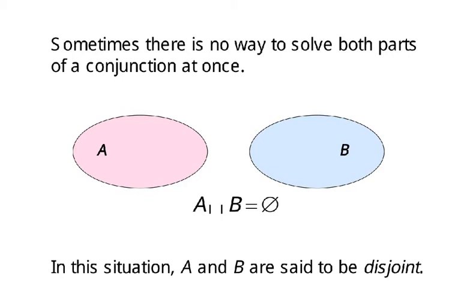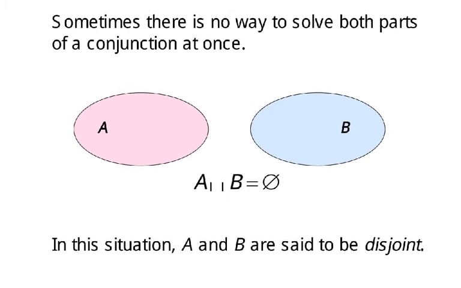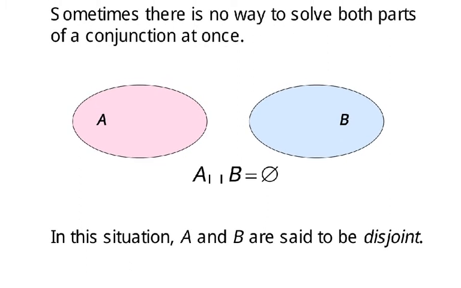Okay. So if there's no way to solve both parts of a conjunction at once, in other words, if their solution sets have no overlap, they're called disjoint. And again, that little symbol's not coming through right, so I have to fix that. This stands for the null set. So they are disjoint if they have no solutions in common.